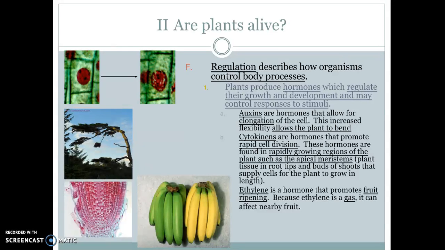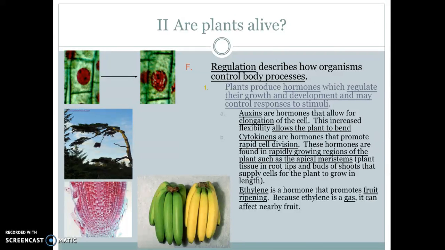Cytokinins are actually hormones that promote rapid cell division, and these hormones are actually found in rapidly growing regions of the plant, such as the plant tissue and root tips and the buds of shoots, and supply cells for that plant to actually grow in length.